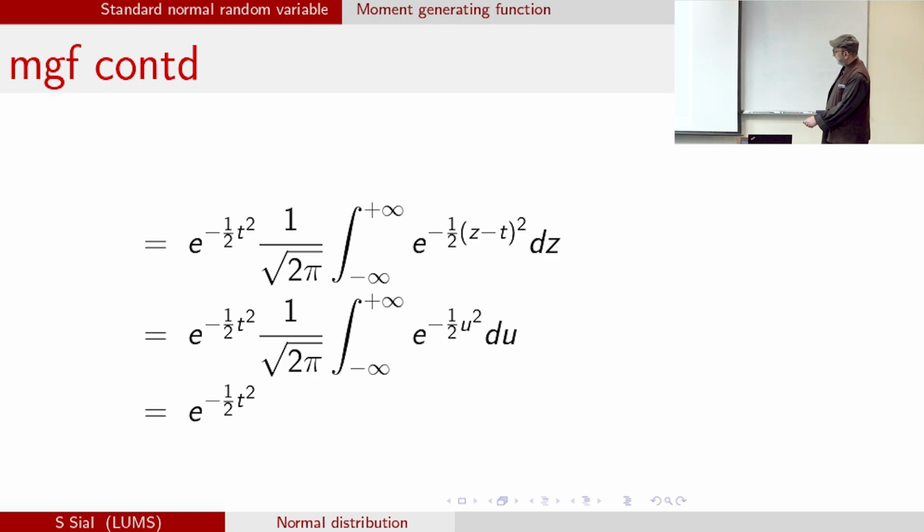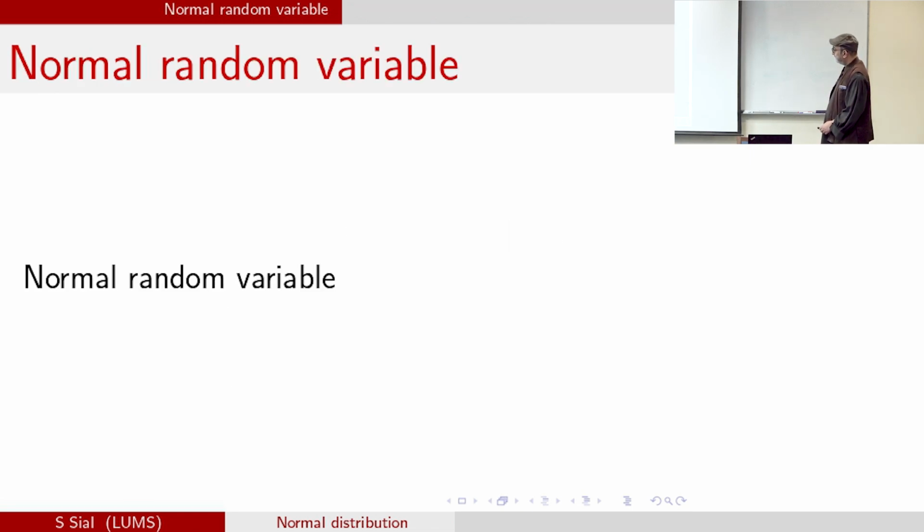All right. So if you're working on a problem and you calculate that the MGF of your random variable is e to the -1/2 t squared, that means that your random variable is in fact the standard normal. Okay. Now that was the standard normal. So let's generalize that to a family of distributions that we call normal random variables. Okay? So the more general form is this.